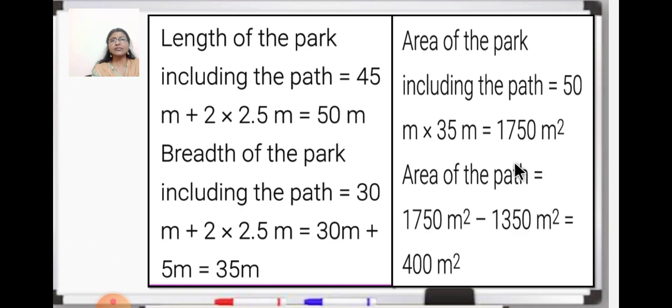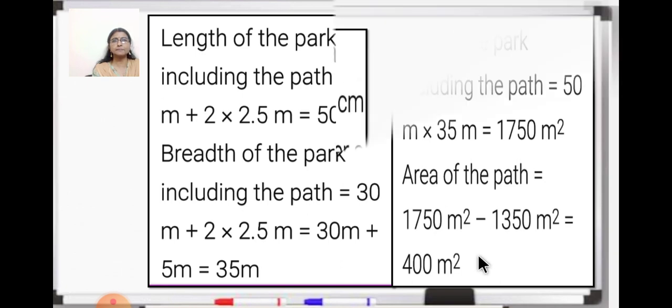Now we need to find out the area of the path. So for the area of the path, you have to subtract both the areas. First we'll write down the area of the park including the path minus the area of the park. When we subtract these two areas, we'll get 400 meters square. So your answer is 400 meters square. That is the area of the path.